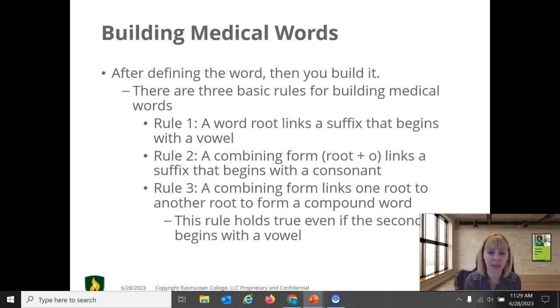And then rule number 3, a combining form will link one root to another root to form a compound word. So, for example, something like gastroenterology, that is linking two word roots together, and we would do that even if the second word root begins with a vowel.